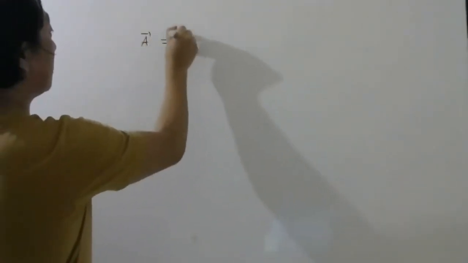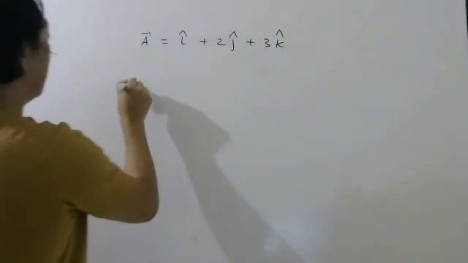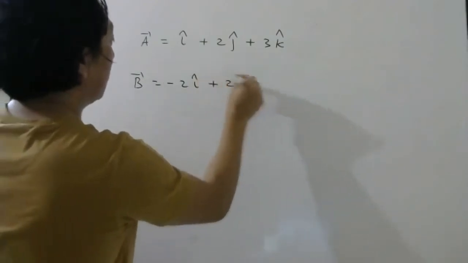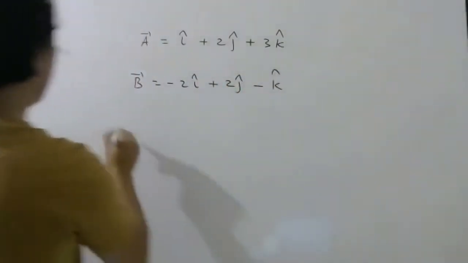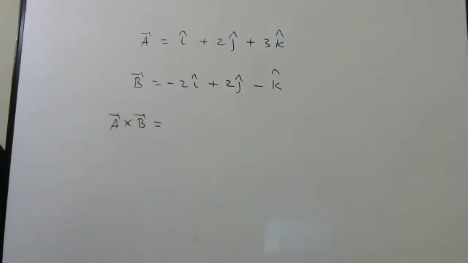So A bar is i cap plus 2 j cap plus 3 k cap. B bar is minus 2 i cap plus 2 j cap minus k cap. Find A bar cross B bar. Chalo. Try everyone.